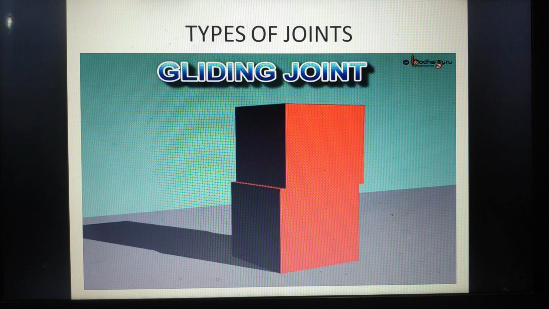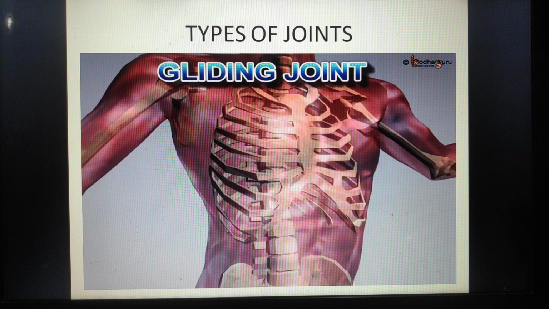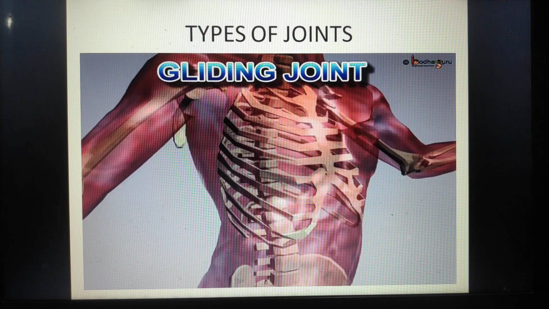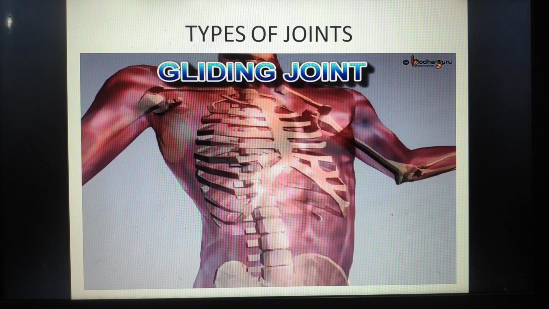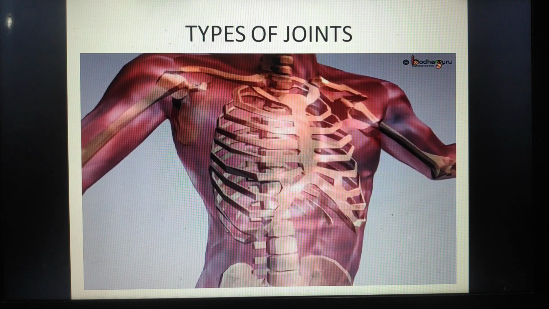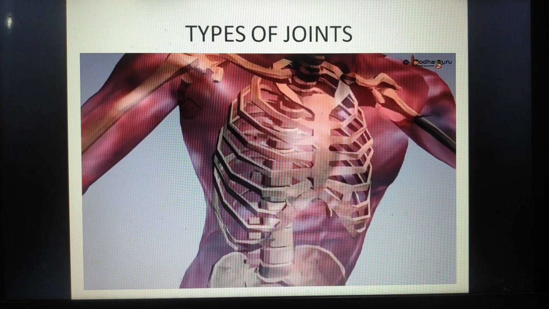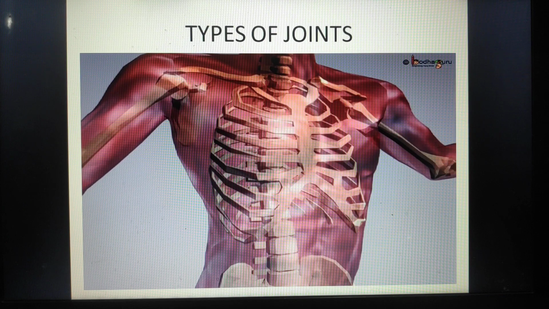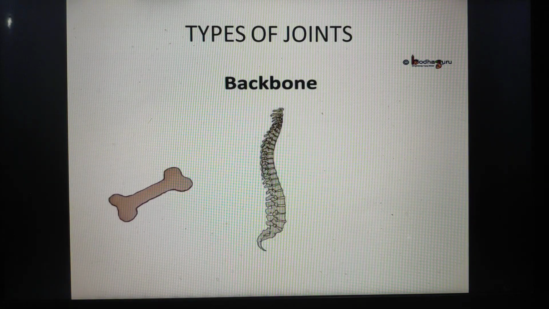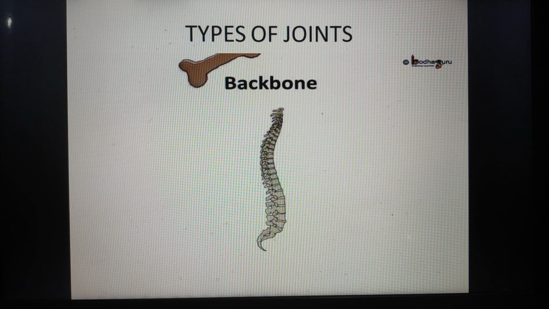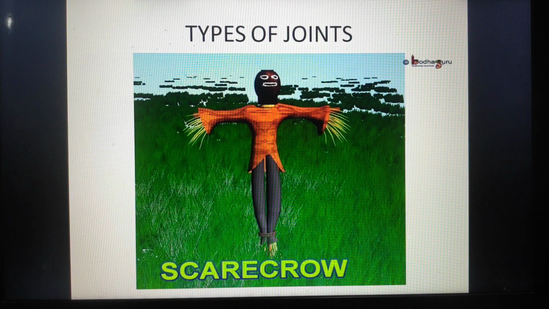Gliding joint. Adjacent bones slide over each other and allow for limited movement. It allows our back to bend, twist and turn at each joint, like the vertebrae of the backbone, wrists and ankles. What would happen if your backbone was made up of just one long bone? It would make us stiff as a scarecrow.